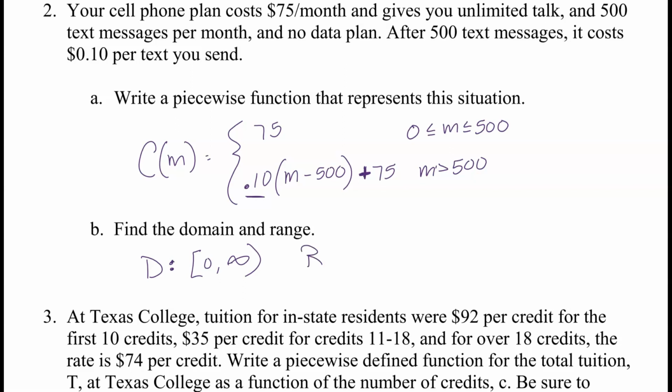And then your range is the amount of money you're going to be spending per month. So the lowest you could possibly spend is 75. But then depending on how many texts, you go all the way up to infinity.